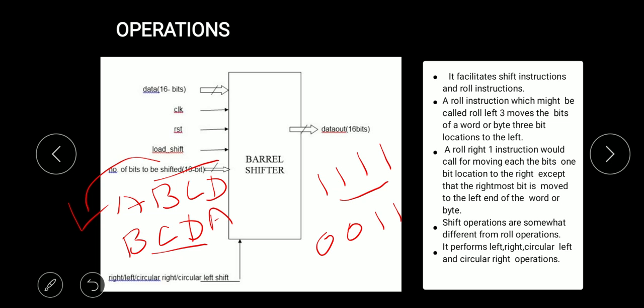Then the output will be 1 1 0 0. In this output, you can see that the 2 zeros are appended at the end and 2 ones are shifted towards left.